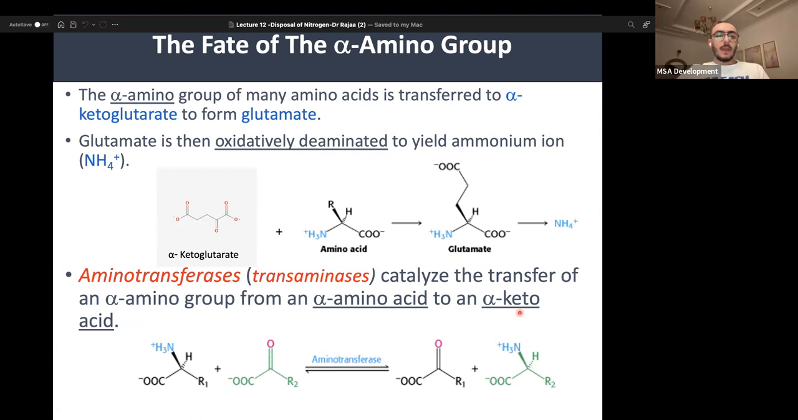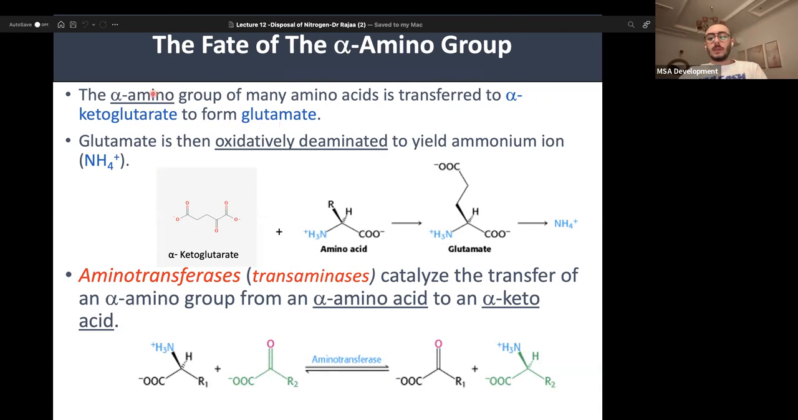Okay. Here is an example. I'll explain more examples in the next slide. But let's read this. The alpha amino group of many amino acids is transferred to an alpha ketoglutarate to form a glutamate. This is an example of what I just explained. I just explained the generic process of transamination, and this is just another example.